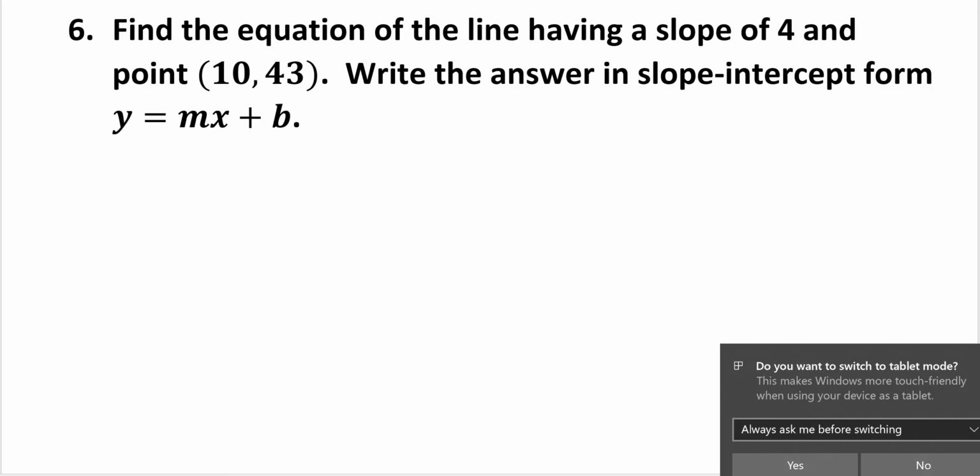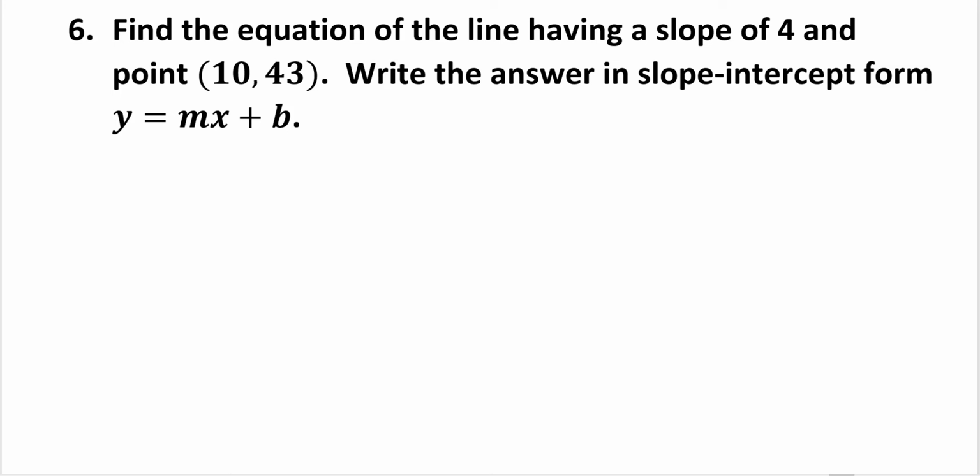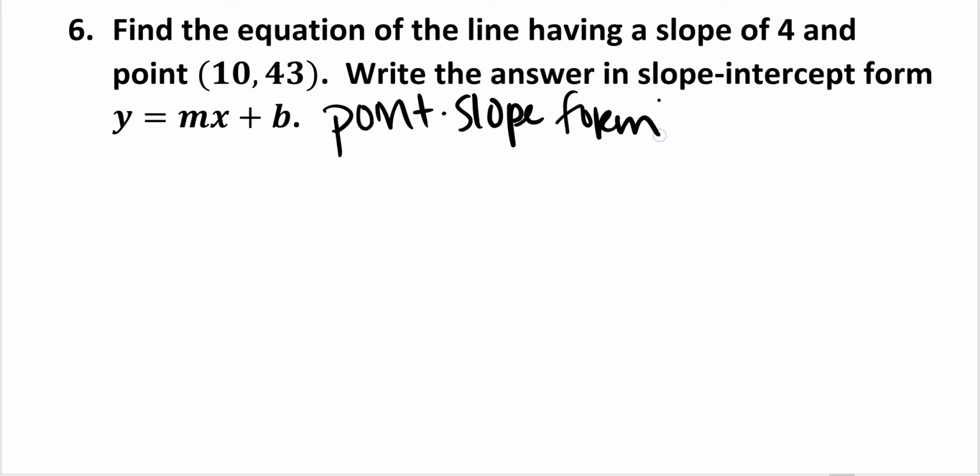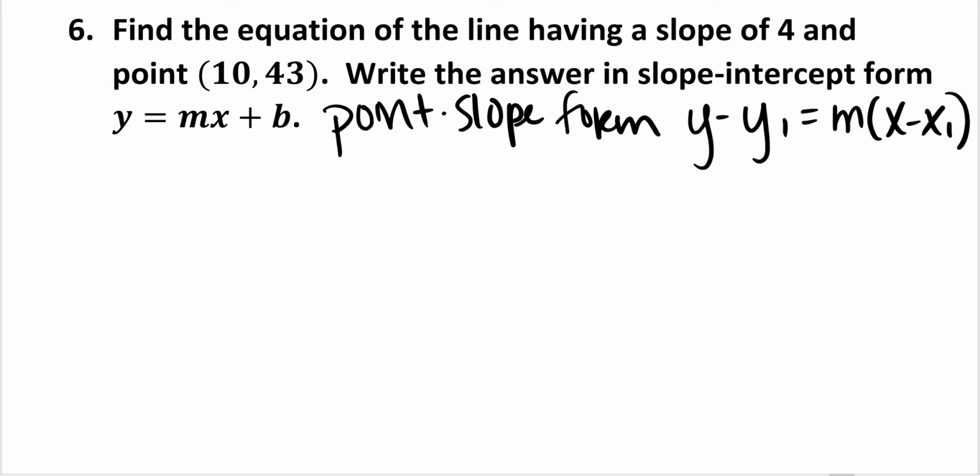Number 6, find the equation of the line having a slope of 4 and a point 10, 43. Write the answer in slope-intercept form. So it's helpful to use point-slope form in problems like this. Point-slope form is great because if you have a point and the slope, you can use that information to come up with the equation of the line. So the point is the x1 and y1 in the form, and then the slope is your m.